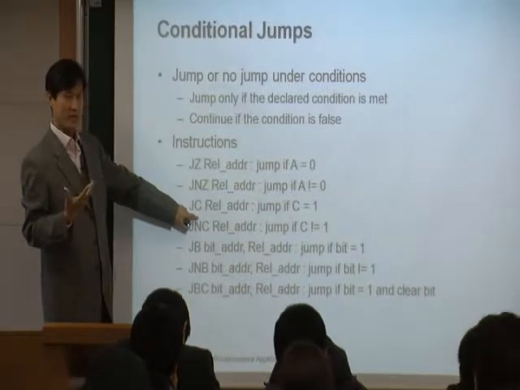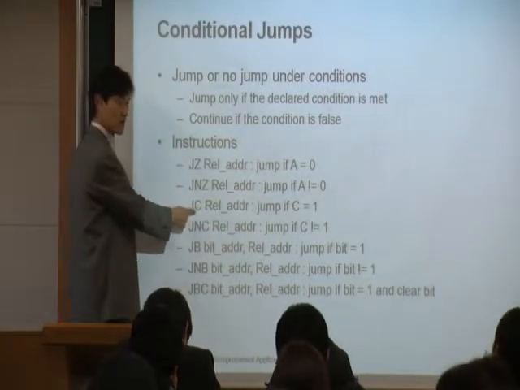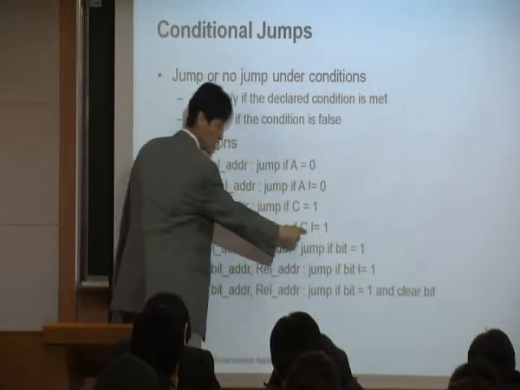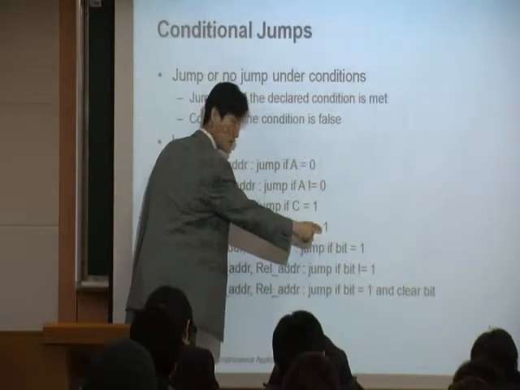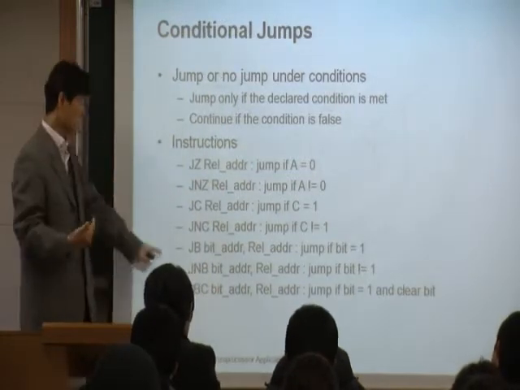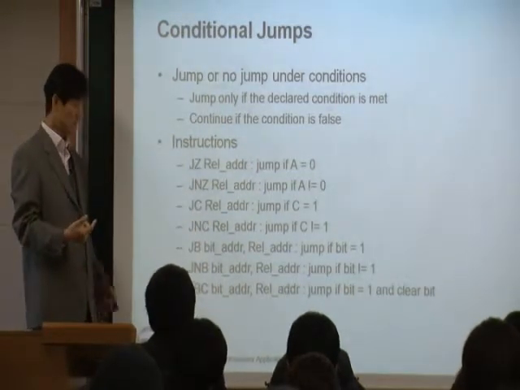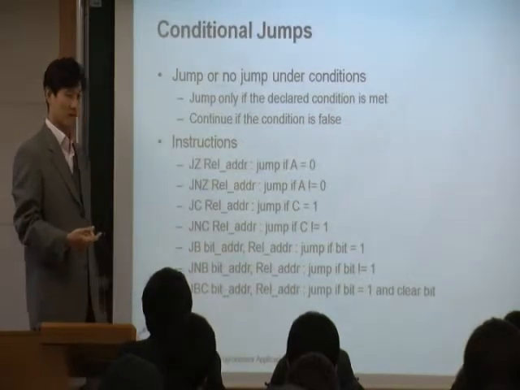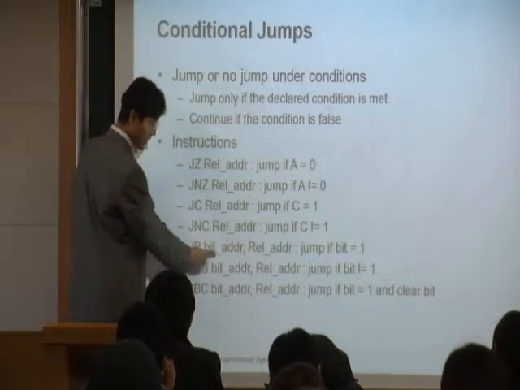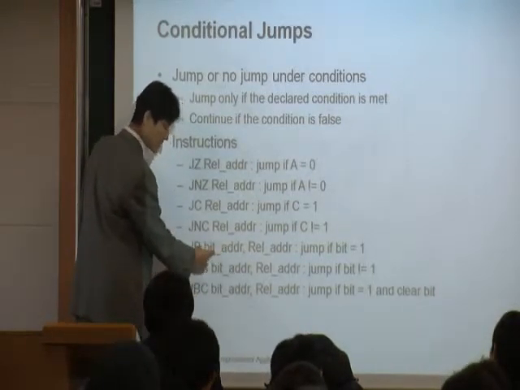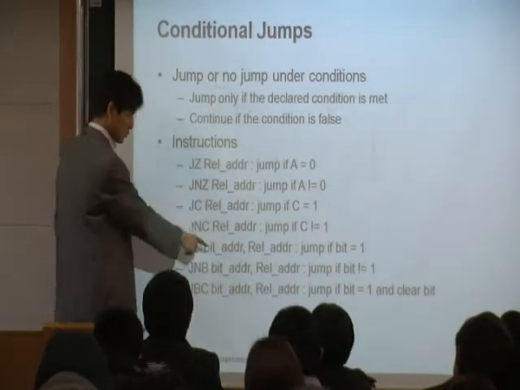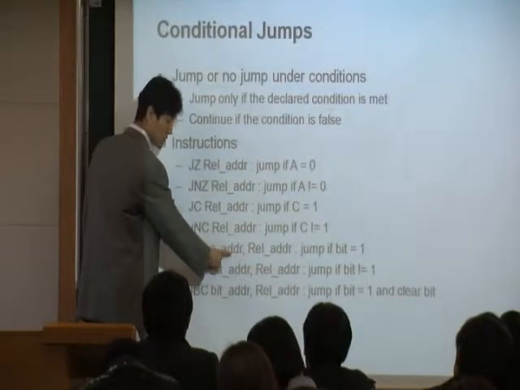JC, C means carry. When you have a carry set, carry equal to 1, then jump. JNC, not carry. When carry is not 1, meaning the carry equals 0, then jump. Okay, that's J and C. Okay, JB, B means bit. You're going to jump only when this bit is 1, like this. Only this bit is 1. And where to jump? This relative address.